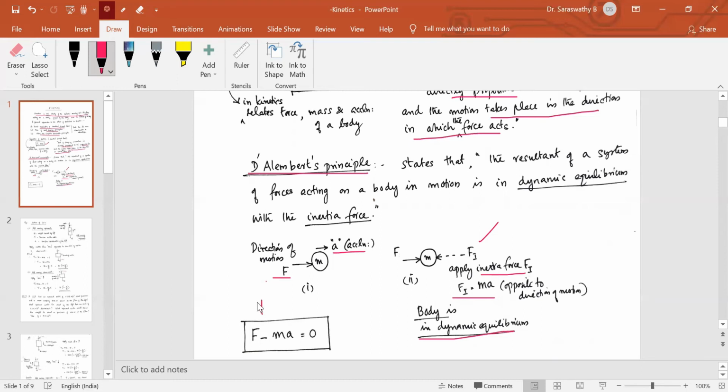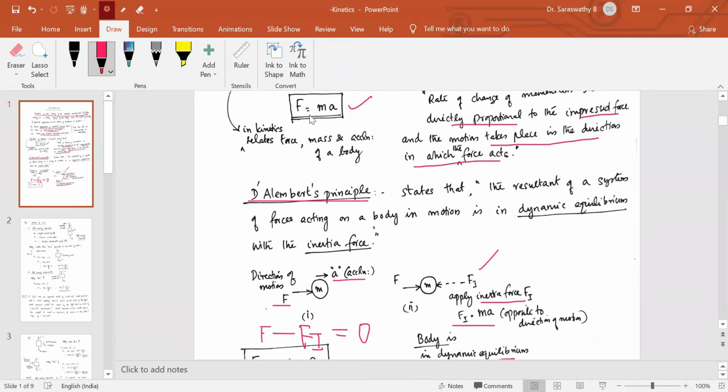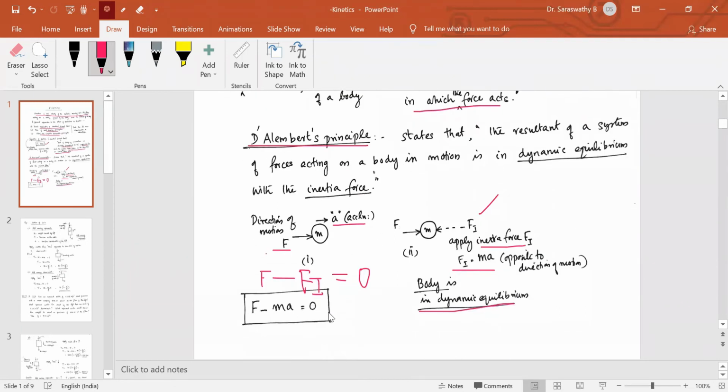This equation becomes F minus Fi is equal to 0, or F minus ma is equal to 0. This is called D'Alembert's principle and is very useful in solving almost all the numerical examples of this particular module. So the equation F is equal to ma is written as F minus ma is equal to 0.